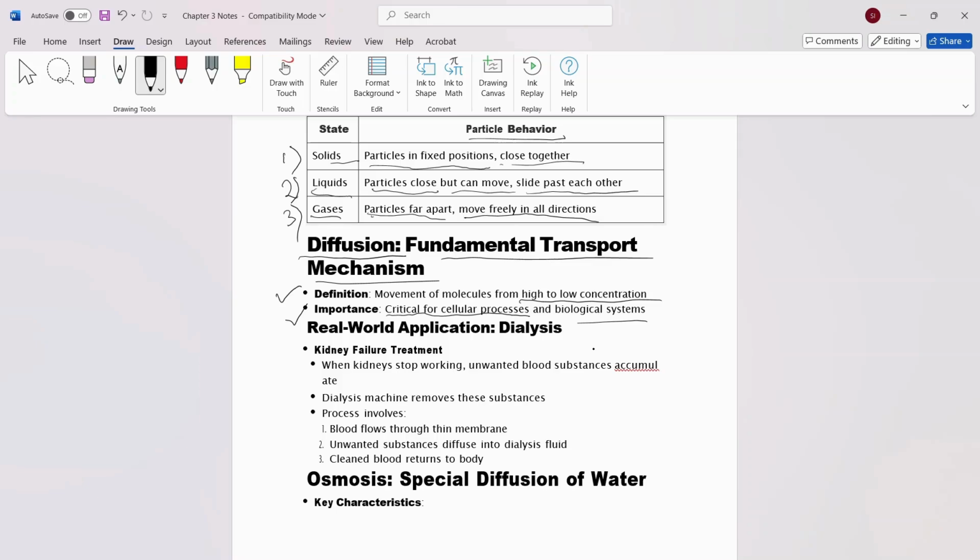In a real world example, we have dialysis. We have a kidney failure treatment. When the kidney stops working, unwanted blood substances accumulate. The dialysis machine removes these substances. The process involves blood flow through a thin membrane. Unwanted substances diffuse into dialysis fluid and then clean blood returns to the body.